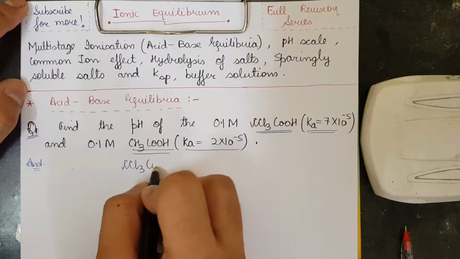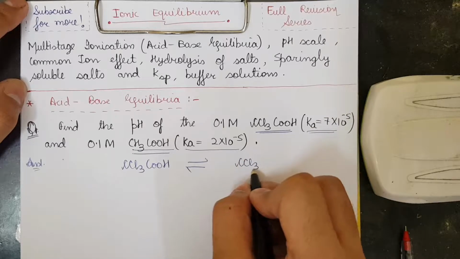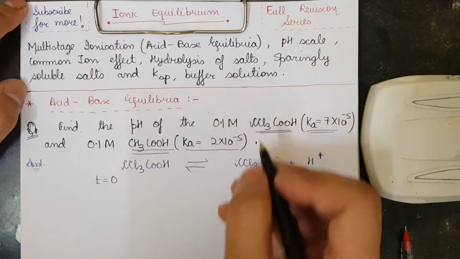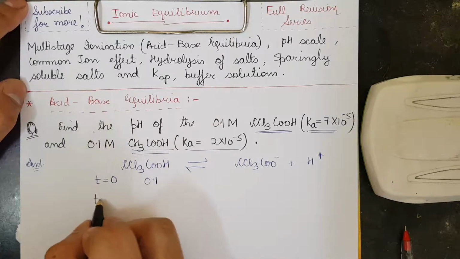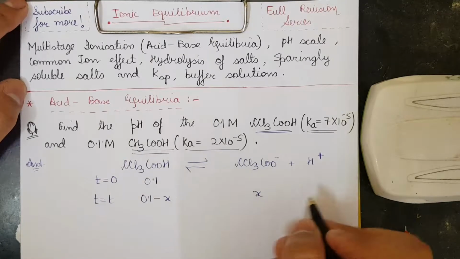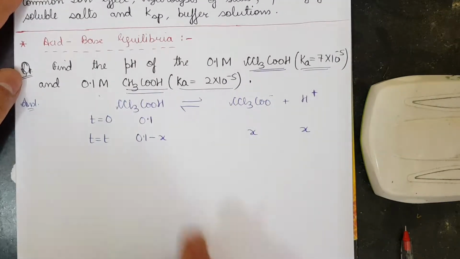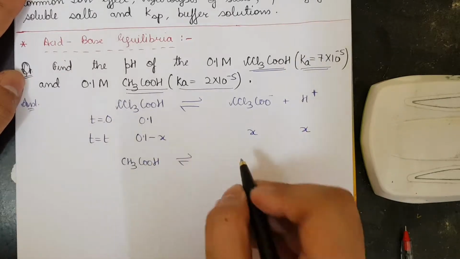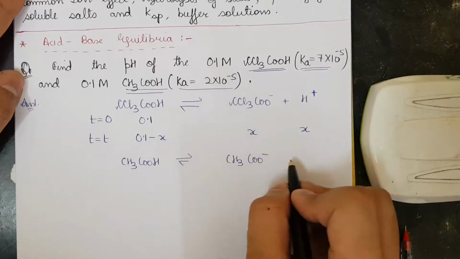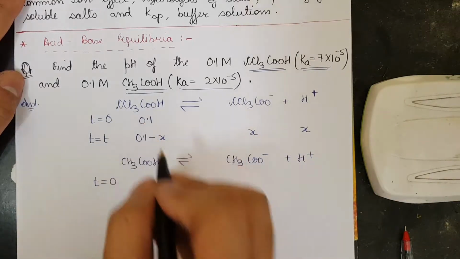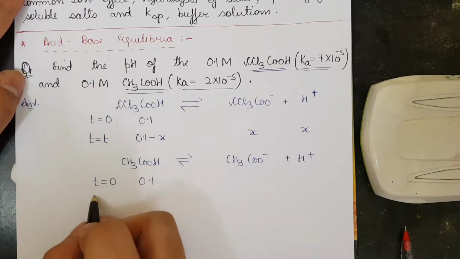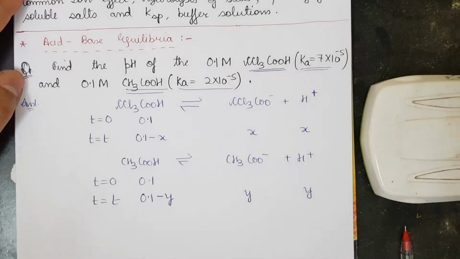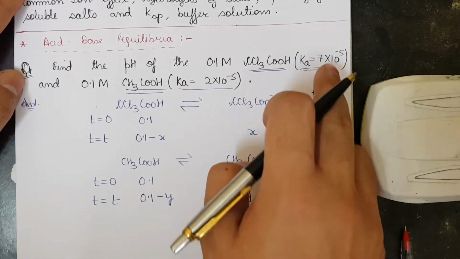We have been given CCl3COOH, which will dissociate into CCl3COO minus plus H plus. At time t equal to 0, let us say the concentration is 0.1, which has been given to you. At time t, it is 0.1 minus x, and here we get x and here also x. Similarly, the acetic acid, which is also present in the same beaker, a very important thing, would dissociate into CH3COO minus plus H plus. At time t equal to 0, we have been given 0.1 concentration. At any time t, this can be taken to be 0.1 minus y, here also y, here also y. Now please see that here we won't get x because the Ka's are different.